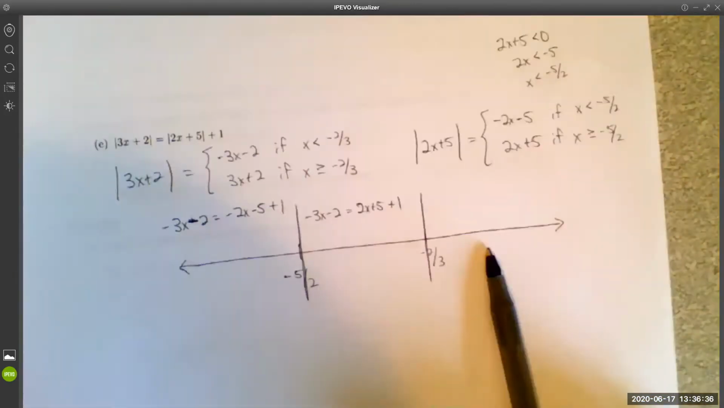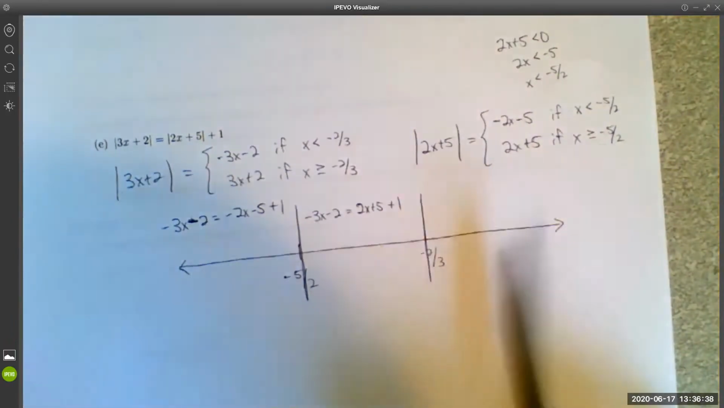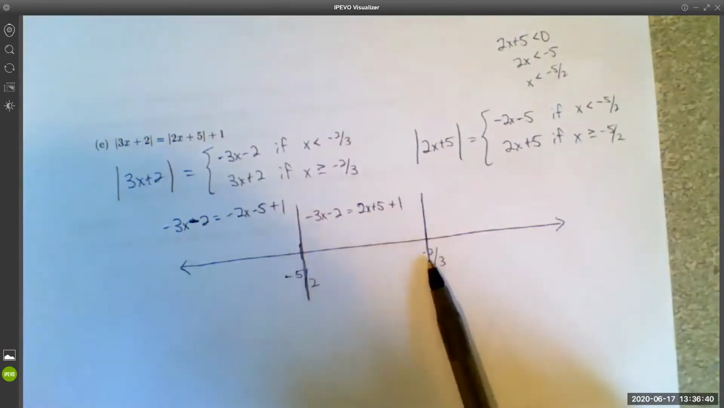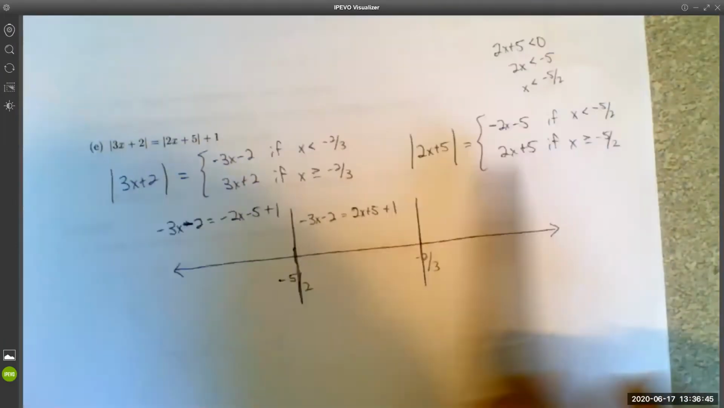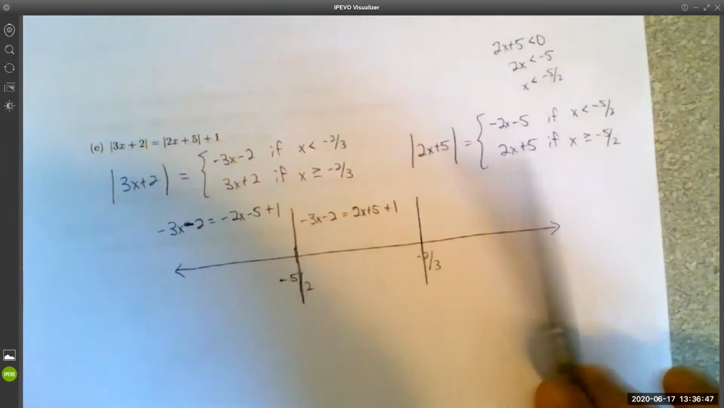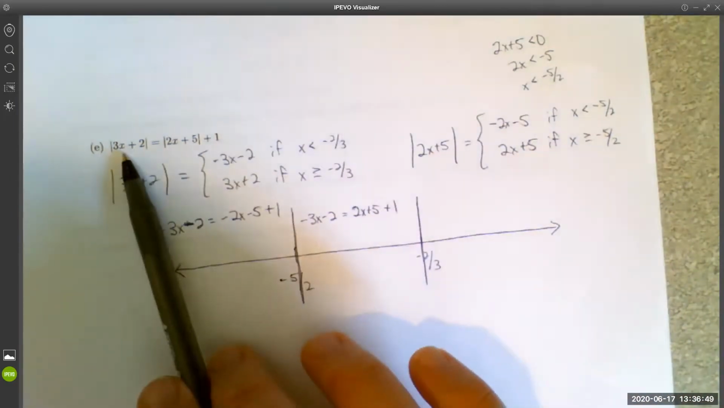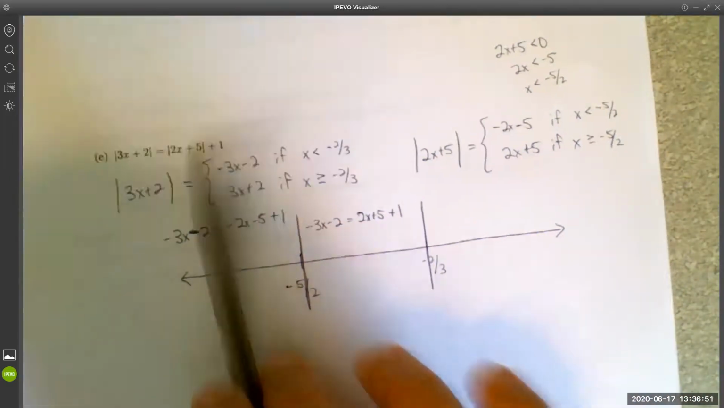And then finally, in this region right here, x is bigger than negative 5 halves, but x is also bigger than negative 2/3. So I'm going to use the bottom rule for both of these. So this equation is going to be 3x plus 2 equals 2x plus 5 plus 1.